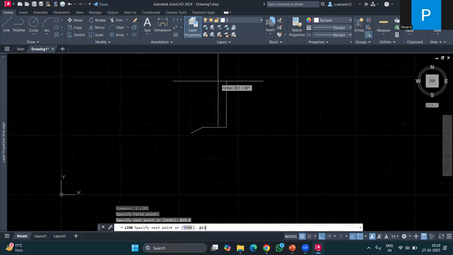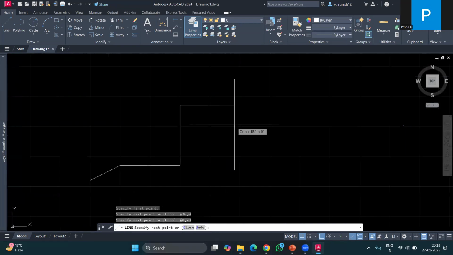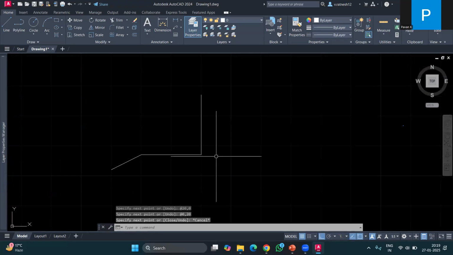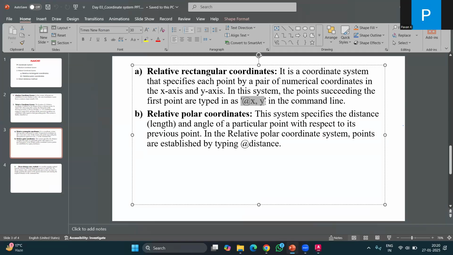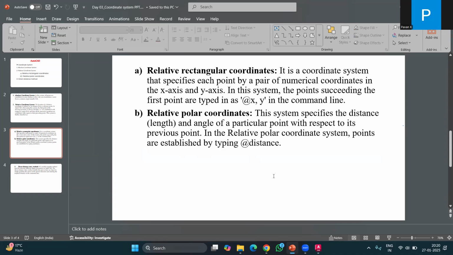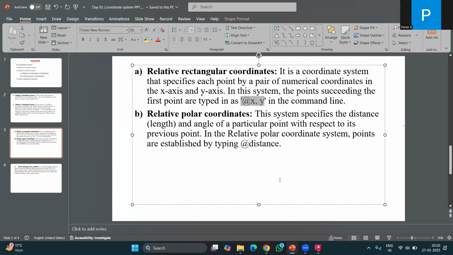At the rate 0, I want to go in y: 0 comma 20. See, it is going above. So you have to provide a value in the rectangular coordinate system with at the rate x comma y. Just remember this: at the rate x comma y. I will share this PPT with you. You can read and note it down. It will help you very much. So this is the way you have to provide the coordinates. This is the relative rectangular coordinates.